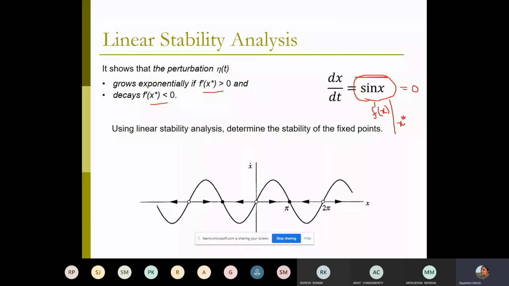That means it cannot be a stable fixed point, while less than 0 gives you a decaying fluctuation, which means that you have a stable fixed point. So in this system, we have already performed using graphical methods. So this kind of a benchmark we can use to check if this method works or not.